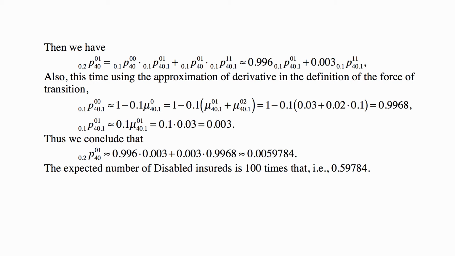We actually calculated those probabilities relating to a period of time of length 0.1 in our first approximation where we used the Kolmogorov-Forward equations. But we actually don't have Kolmogorov-Forward equations for age 40.1. So what are we going to do?